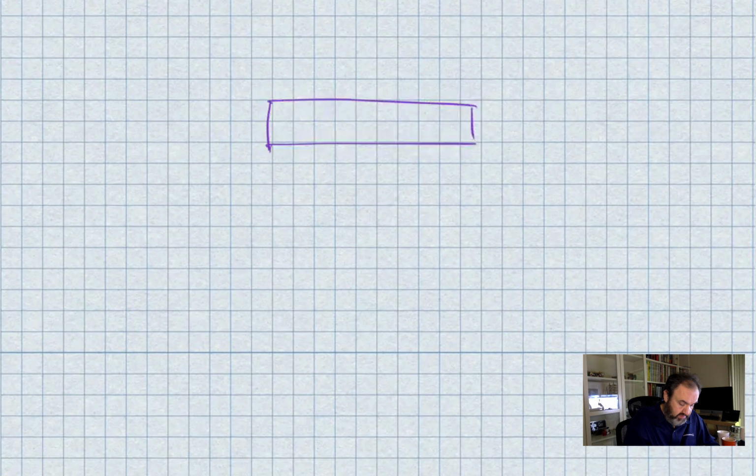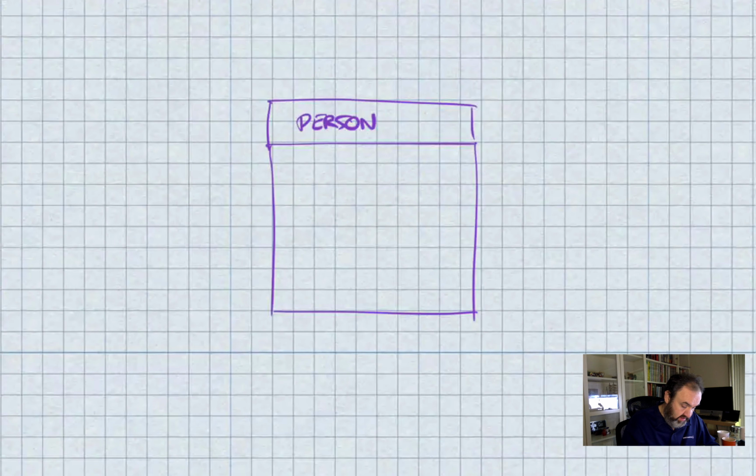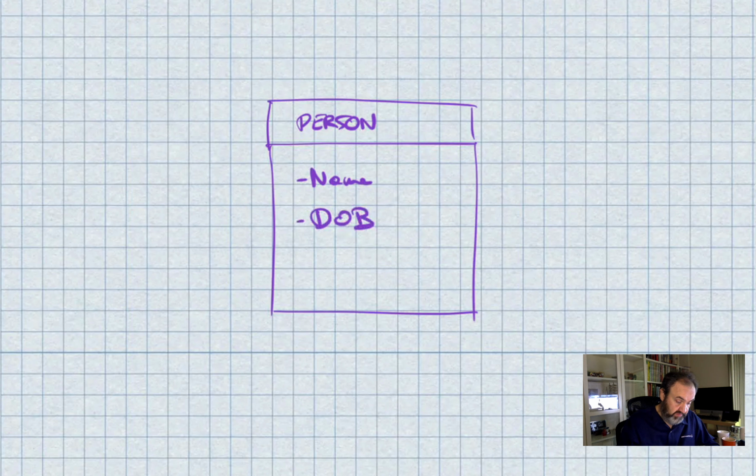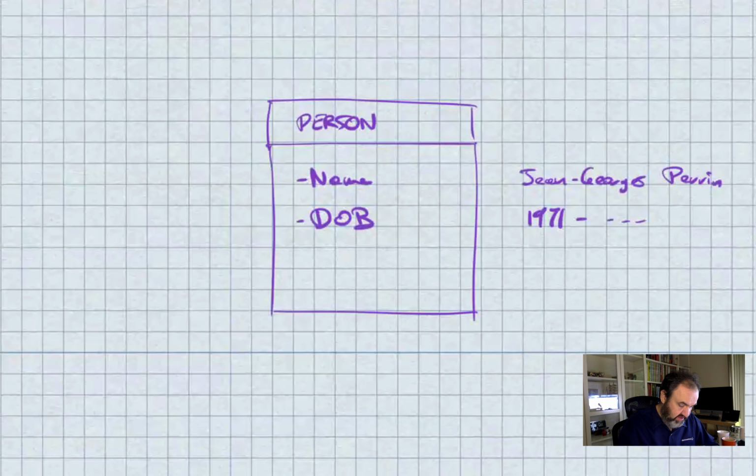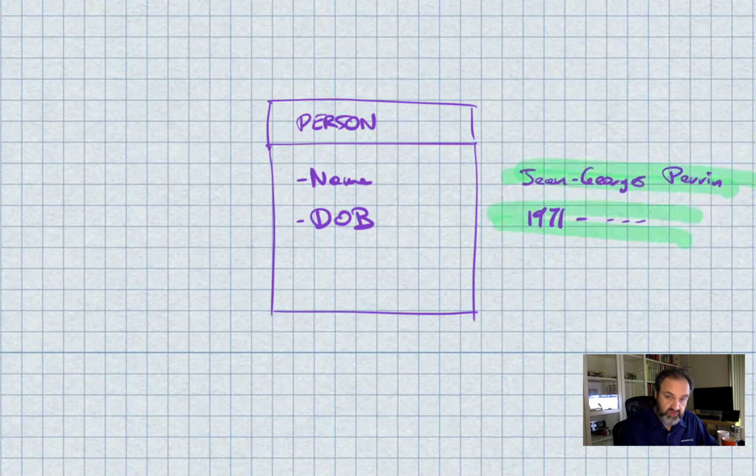Now I've got a table, a classic table in a relational database, and this could be a person, and my person has a name and, let's say, a date of birth. So here I could say something like, my name is Jean Georges Perrin and my date of birth is 1971. Well, somewhere you look on Wikipedia. And this is my data here, which is very useful.